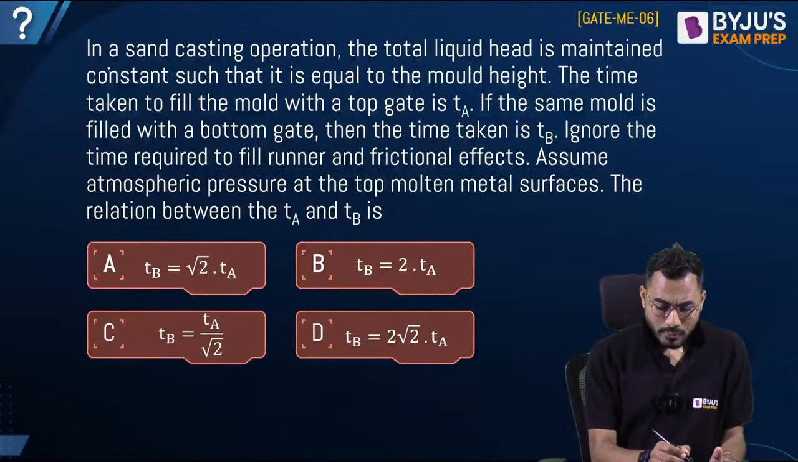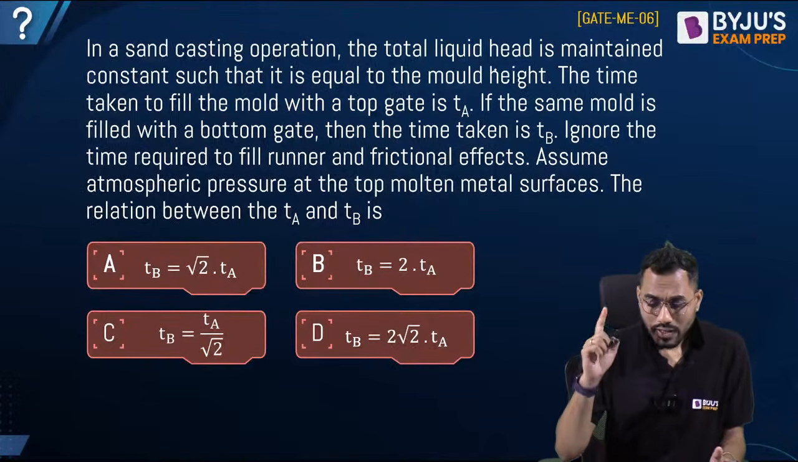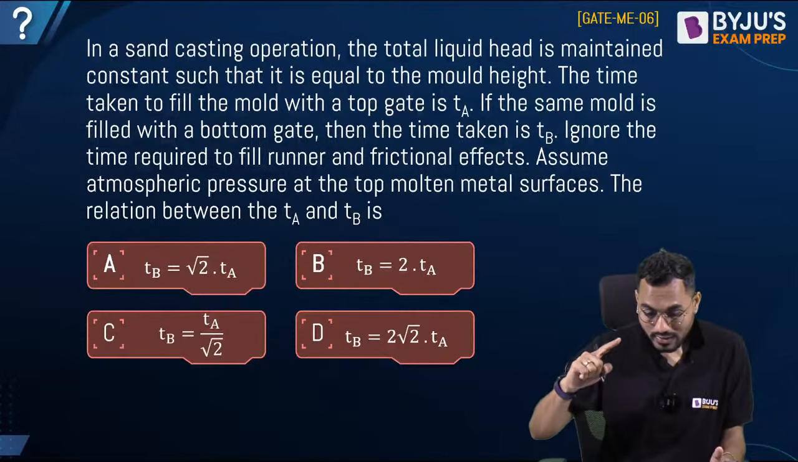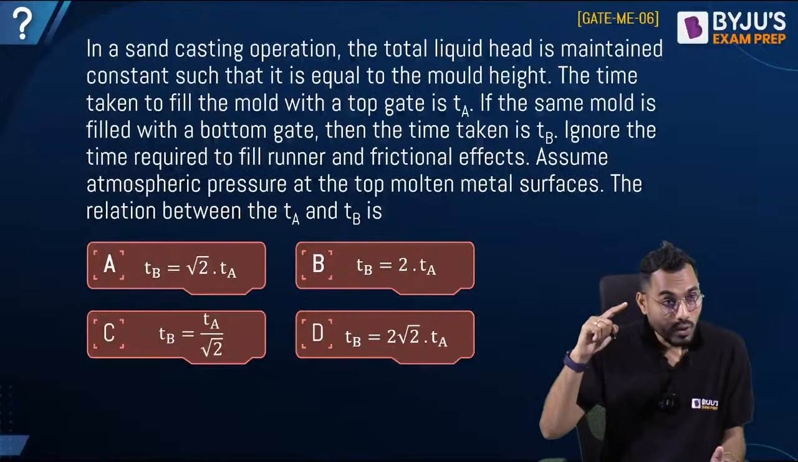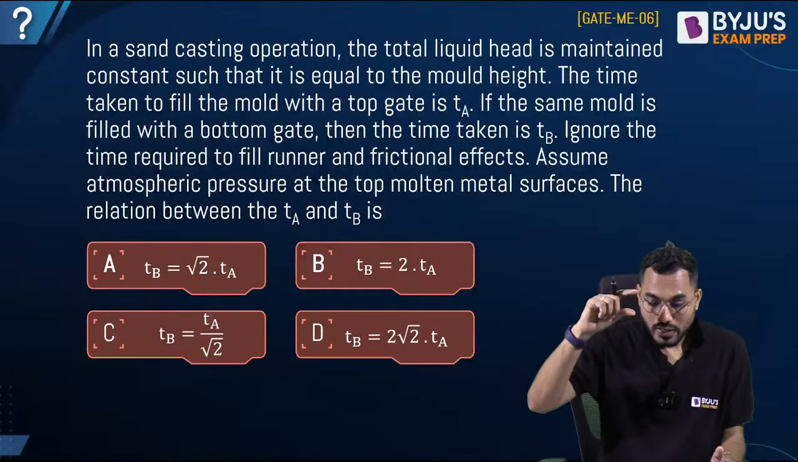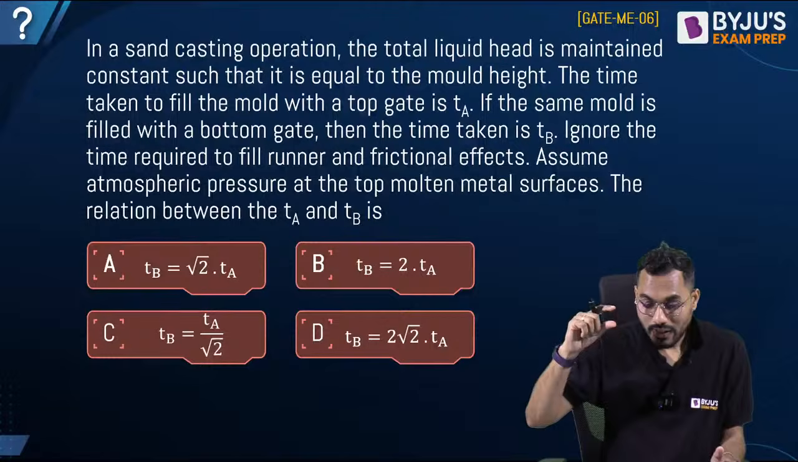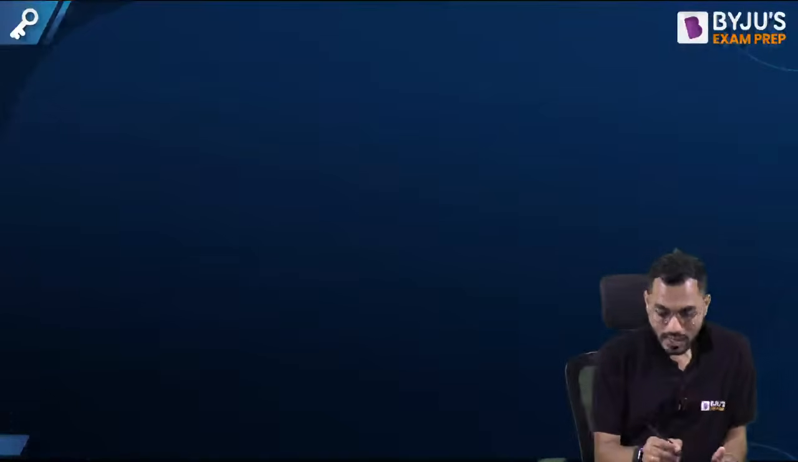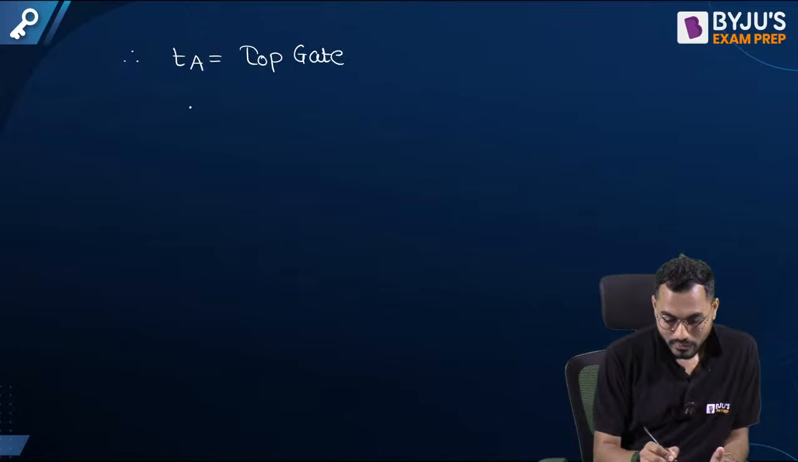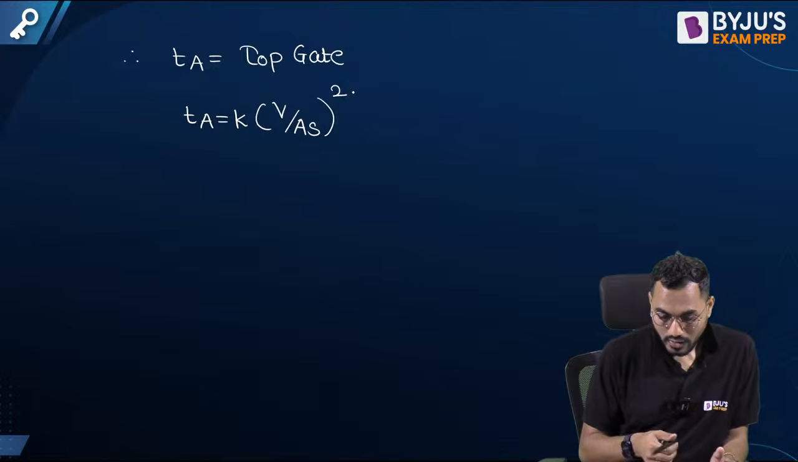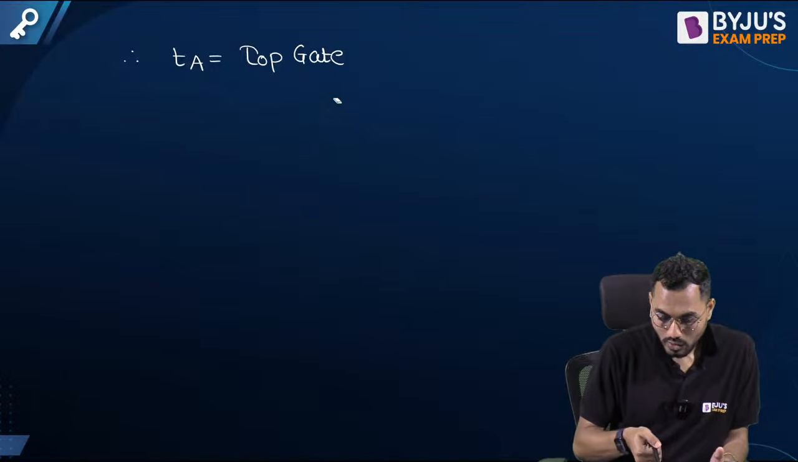Because we know that in sand casting, it was given that the total liquid head is maintained constant, such that it is equal to the mold height. So can I say that some TA time is coming whenever we talk about the top gating system, and TA will be equal to K into (volume divided by surface area) whole square. Oh sorry, I am interested in solidification time, not pouring time.